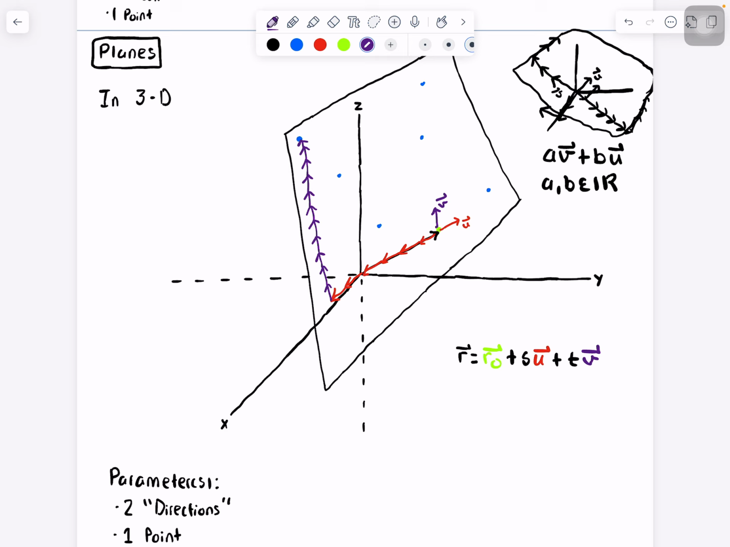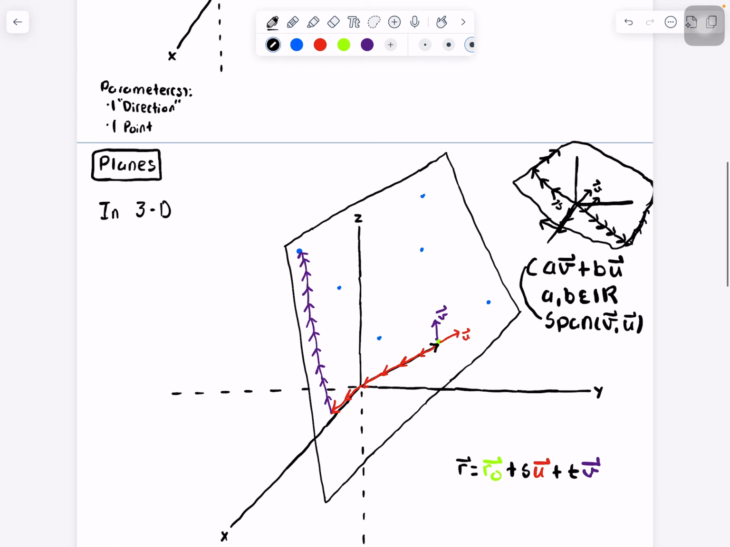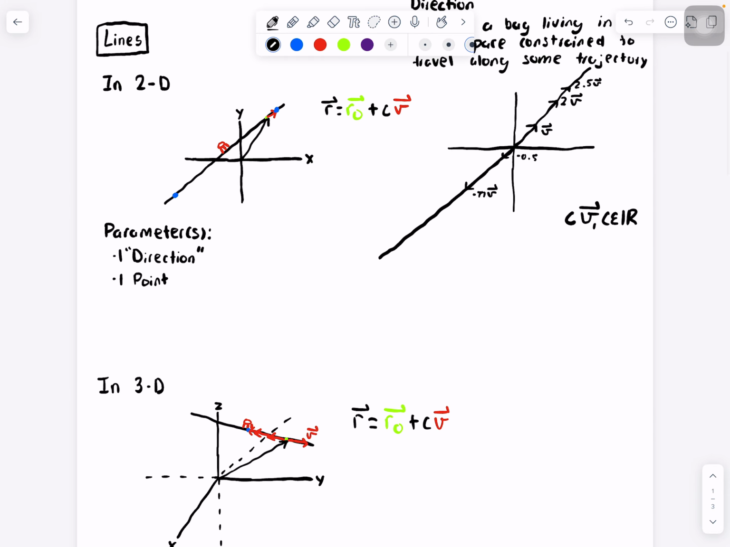I guess a little tidbit I can give you, you'll see later on. This concept is so important that it gets its own name. We call this the span of V and U. You don't have to know this if you're interested, I guess. It's just all possible linear combinations you can make with V and U. So adding them and taking some scalar multiples. This one, similarly, would be the span of just V. Okay? It's a very special name.